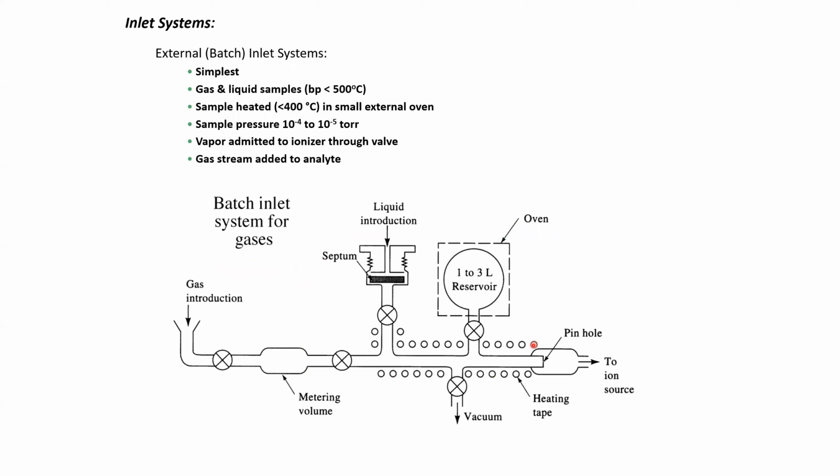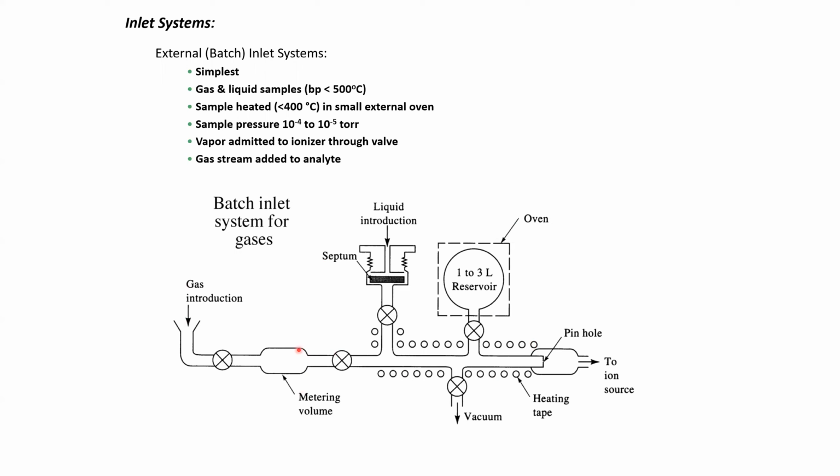External batch inlet systems are the simplest. They're good for gas and liquid samples where boiling points are less than 500 degrees Celsius. The sample is then typically heated to some temperature below 400 degrees Celsius in a small external oven. The sample pressure is then around 10 to the minus 4, 10 to the minus 5 torr. The vapor is admitted to the ionizer through the valve, and then the gas stream is added to the analyte.